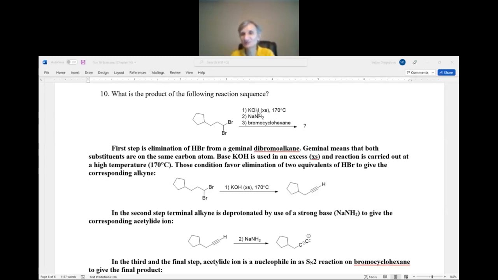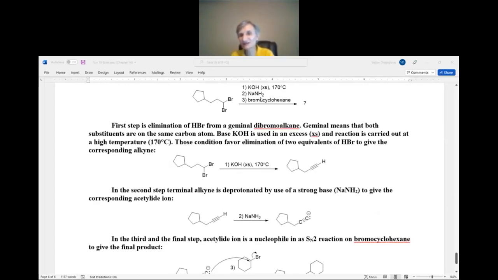And reaction with a strong base, potassium hydroxide, at high temperature, 170 degrees Celsius, means that 2 equivalents of HBr are eliminated to give a terminal alkyne. If the reaction were with potassium hydroxide at room temperature, then only 1 equivalent would be eliminated, and we would end up with a vinyl bromide. High temperature, 170, that means you get the alkyne.